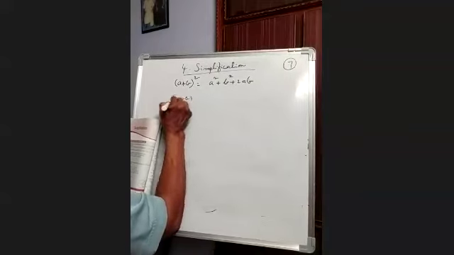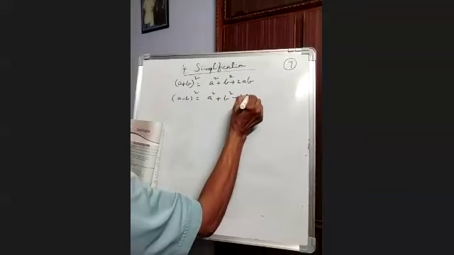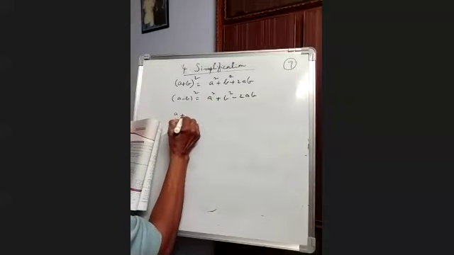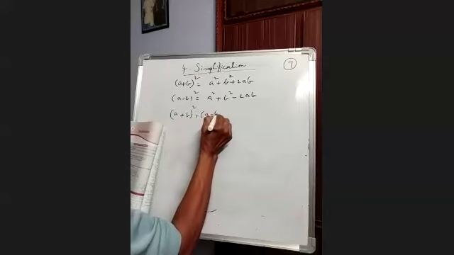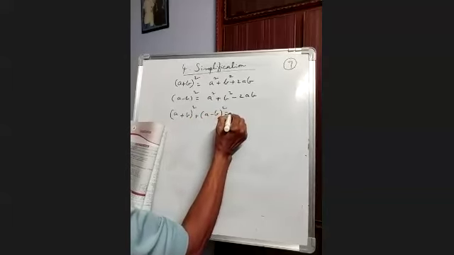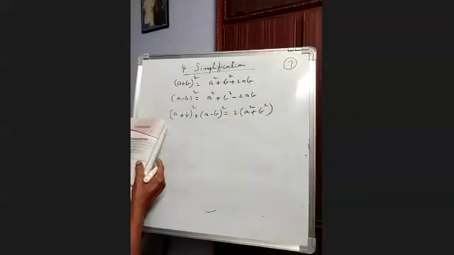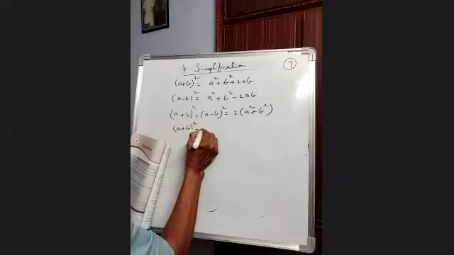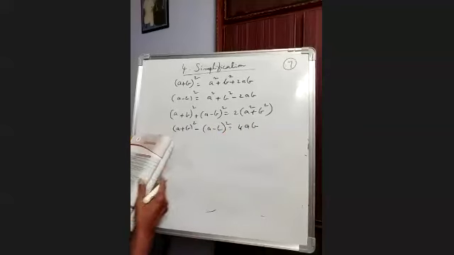A minus B whole square is equal to A square plus B square minus 2AB. A plus B whole square plus A minus B whole square is equal to 2 into A square plus B square. A plus B whole square minus A minus B whole square is equal to 4AB.